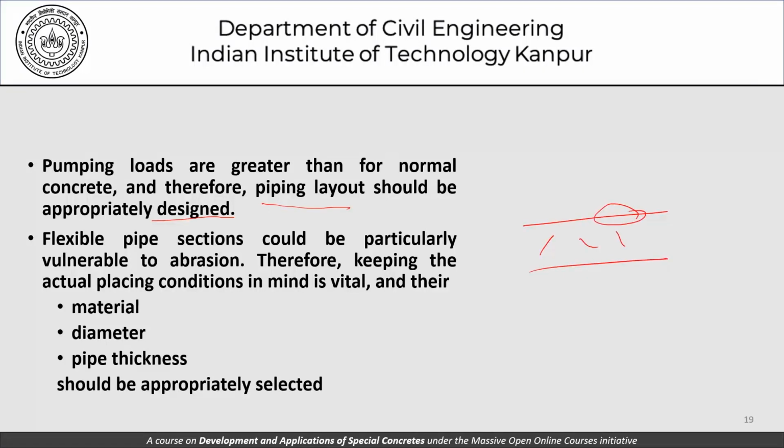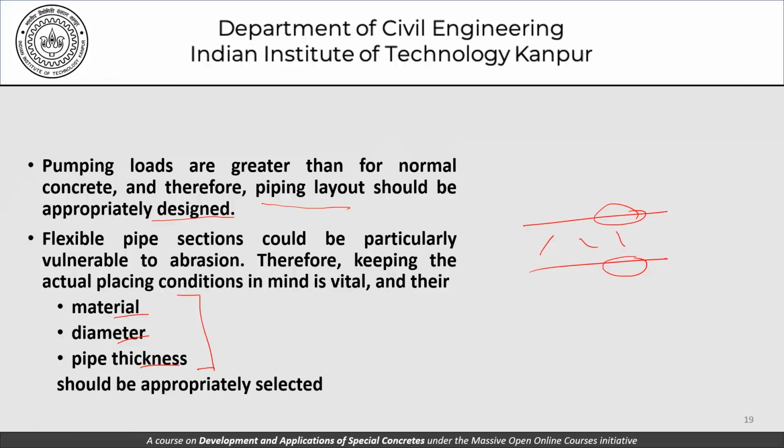Flexible pipe sections could be particularly vulnerable to abrasion, because when the concrete is flowing through these pipes, the fibers will abrade the surface of the pipes internally. That needs to be borne in mind, and it is important to check the material of the pipes, the diameter, and the pipe thickness. These things are also critical to keep in mind when we are talking of using fibre-reinforced concrete in construction.